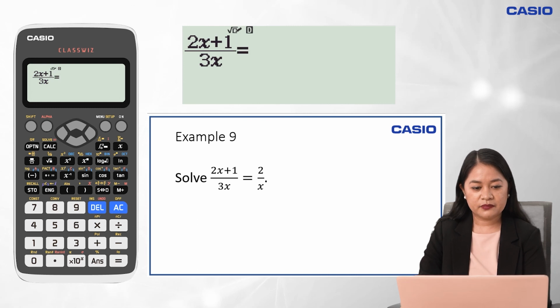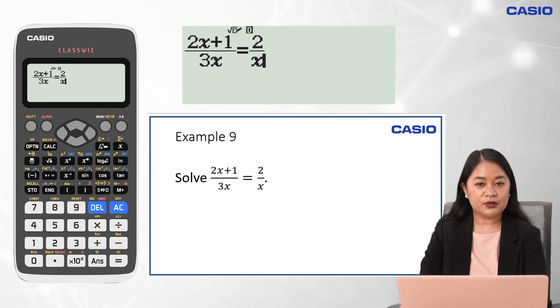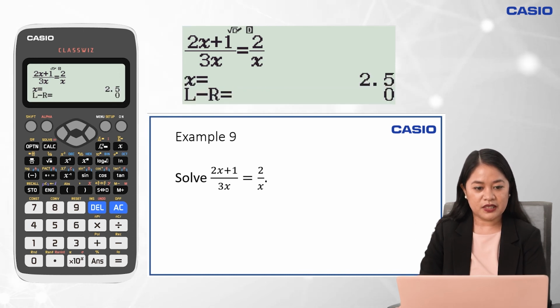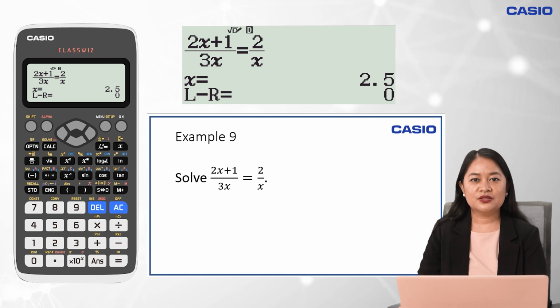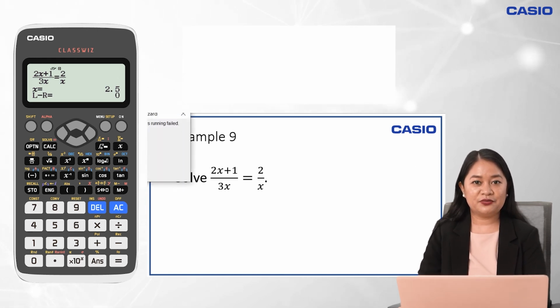calc, fraction button again, input 2, right arrow key, and then x. After which, we press shift, calc, and equal sign. So the value of x that satisfies this rational equation is 5/2 or 2.5.